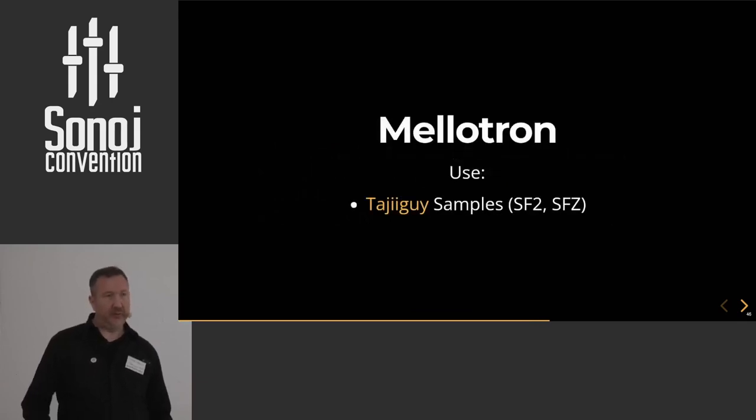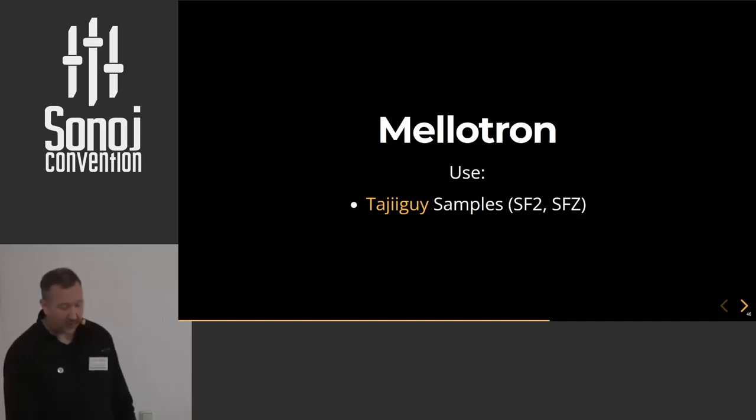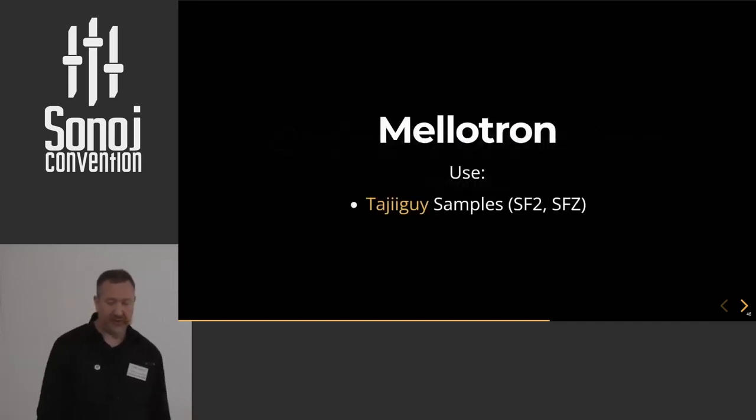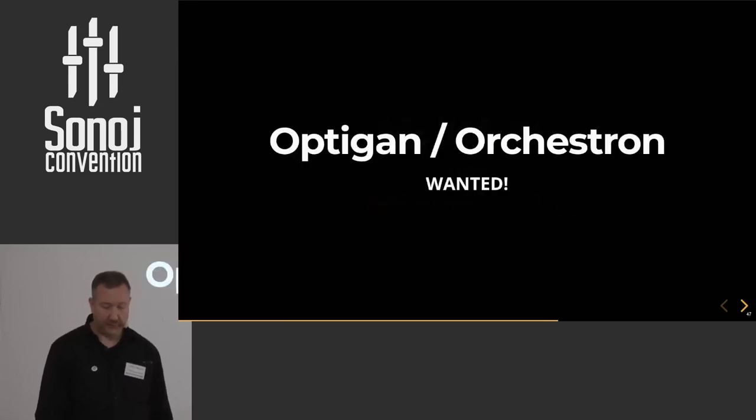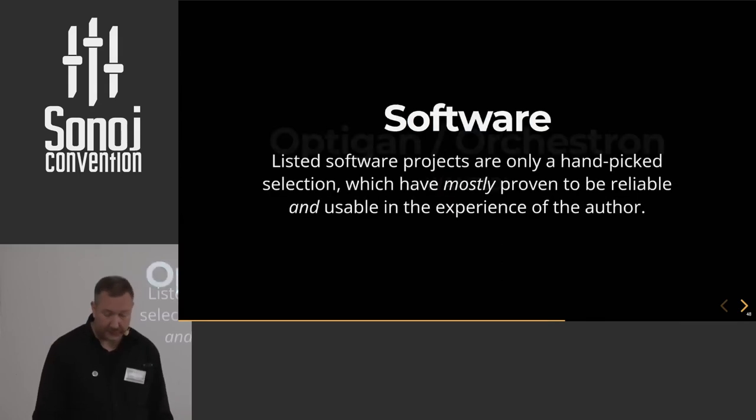And if you want to have mellotron sounds, if you're into progressive rock, for example, use the Tati GUI, maybe, samples, which you can have as normal sound fonts or SFC. The Optigan is another analog sampler which uses optical media to playback samples. I'm not aware of any free samples for that.